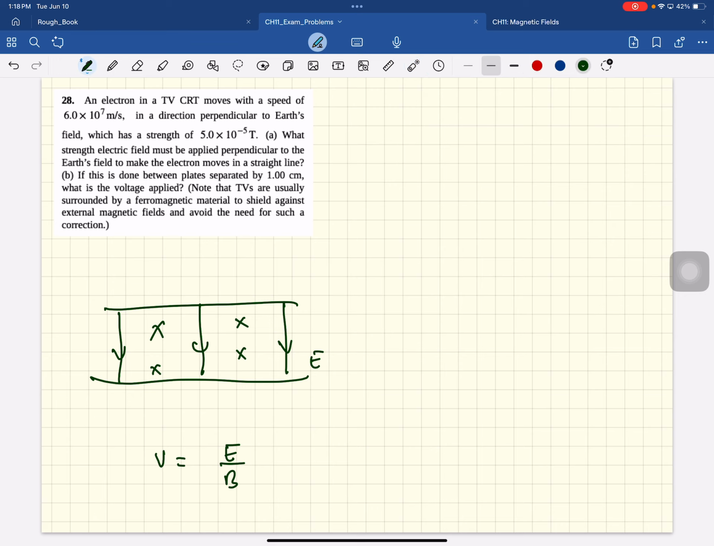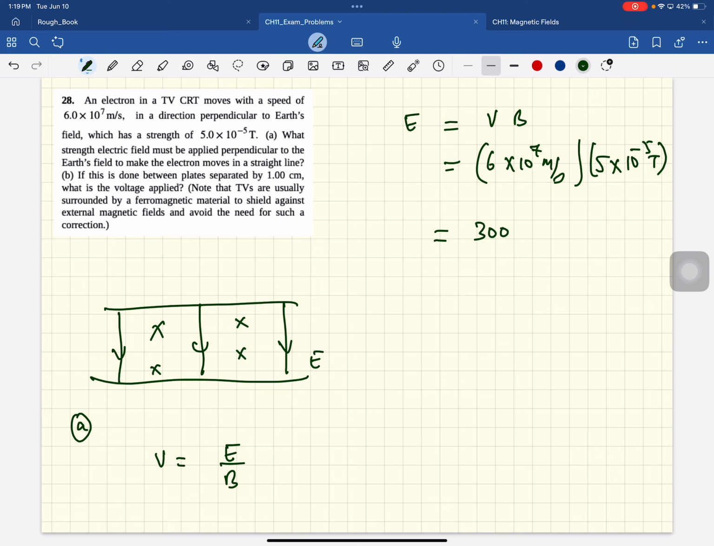Okay, so we want to find the electric field strength. The velocity is 10 to the 7 meters per second, and the field is 10 to the minus 5 Tesla. So that's 10 to the 2, and then that's 30, so 3,000 volts per meter are the units of the electric field.